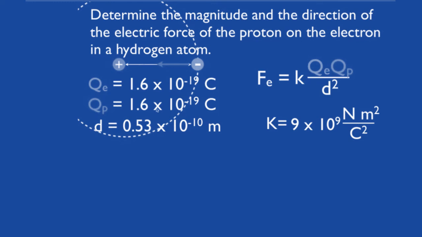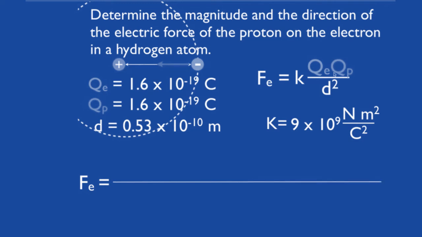Okay, now we also need to know the distance from the proton to the electron. The average distance in the hydrogen atom is 0.53 times 10 to the minus 10 meters. And then, of course, as we said before, we have k, which is our constant, equal to 9 times 10 to the 9 Newton meters squared per coulomb squared. Now we are just going to plug all of the values into Coulomb's law.